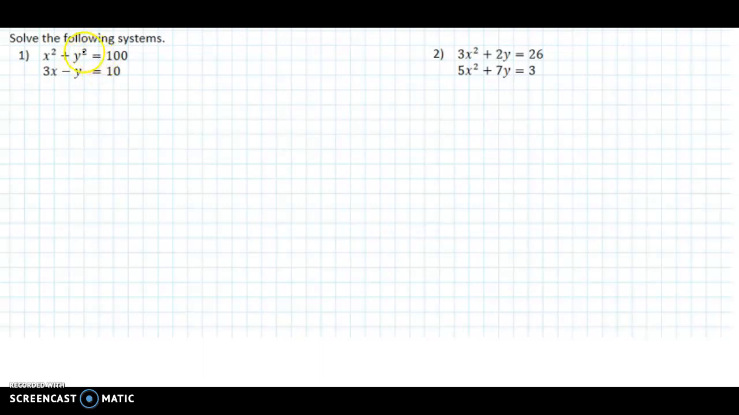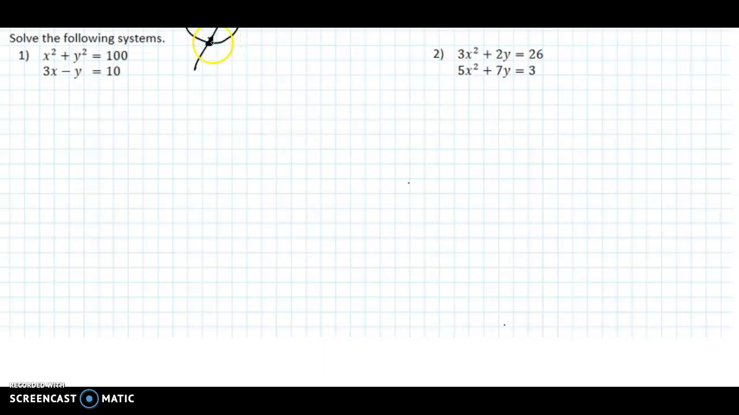So in the first one, this x squared plus y squared equals 100 is actually the graph of a circle. And then this 3x minus y equals 10 is a graph of a line. So I kind of know what's going to happen here. It's going to be a line through this circle, and these intersection points will give you the solution. You won't necessarily know that before you graph it or solve it, but this is the similarity with the other systems of just lines: we're looking for intersection points.